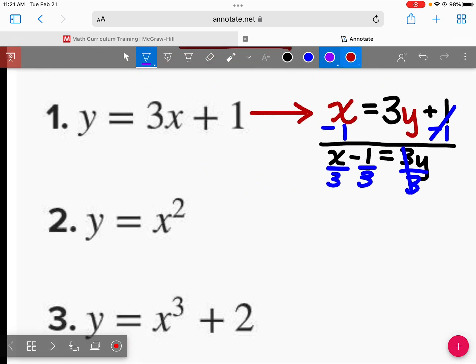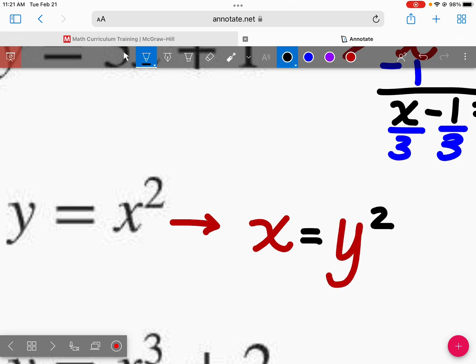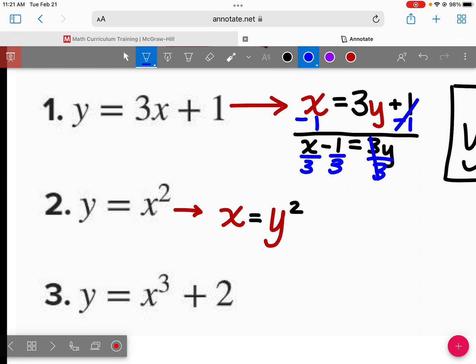All right. Number 2, what's the first thing I need to do on this? Switch the x and the y. So I'm going to have x equals y squared. I want to get the y all alone. Right now it's y squared. How do I get rid of a squared? Square root. And if you do it to one side, you have to do it to the other side.